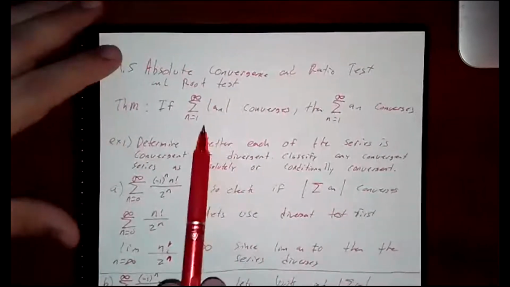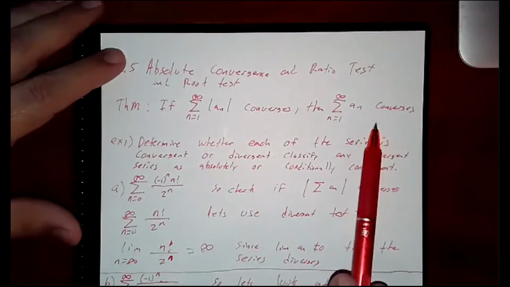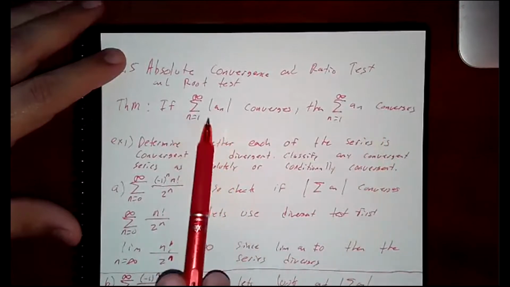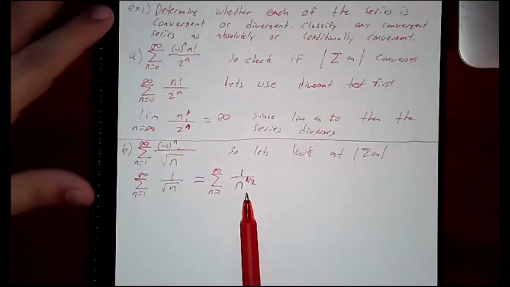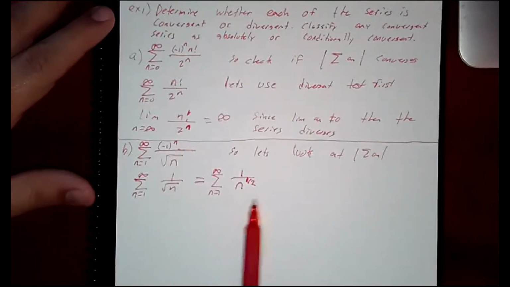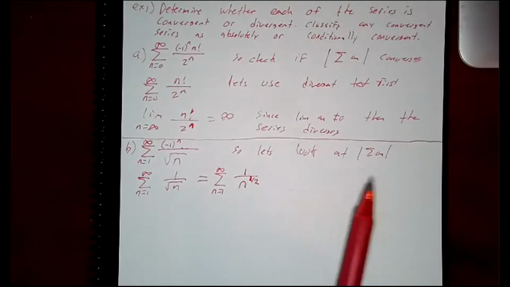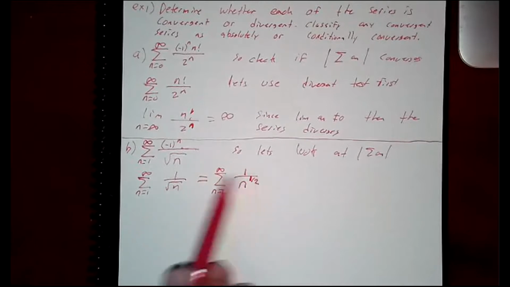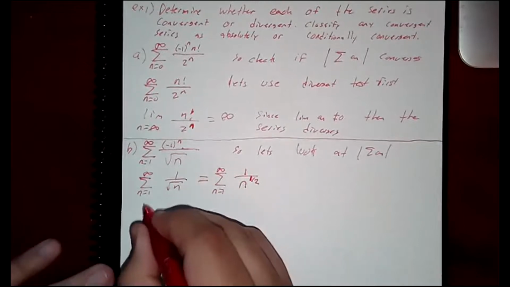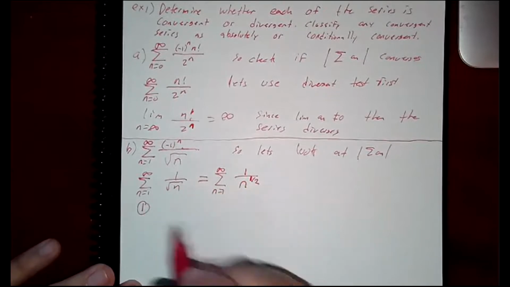sadly, because the theorem says if this guy converges, then this guy converges. It does not say if the absolute value diverges, which is this one, right? Then the other one diverges. So this doesn't really tell us anything, but it is good to remember what type of series this is. So since this does not converge straight up, I have to check the conditions.